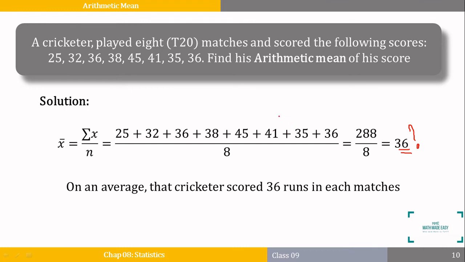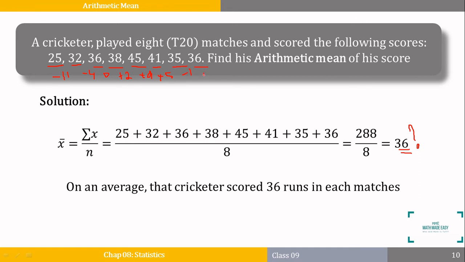Let's check whether all the observations are around the average. While defining average, I said that the average value is surrounded by all the other values. So let's check whether it's true or not. 25 is away from 36 by 11 values. 32 and 36 are apart by 4 values. 36 and 36 are the same. 38 and 36 differ by plus 2. 45 and 36 differ by 9 values. 41 and 36 differ by plus 5 values. 35 and 36, minus 1. And 36 and 36 are the same number.